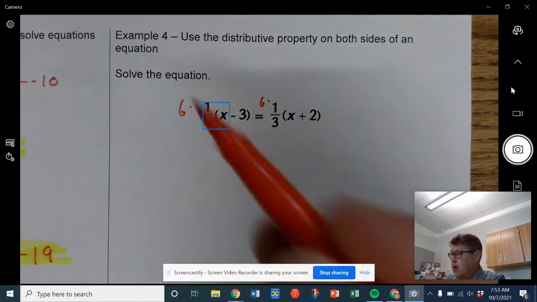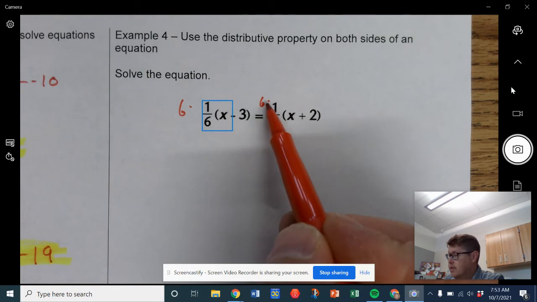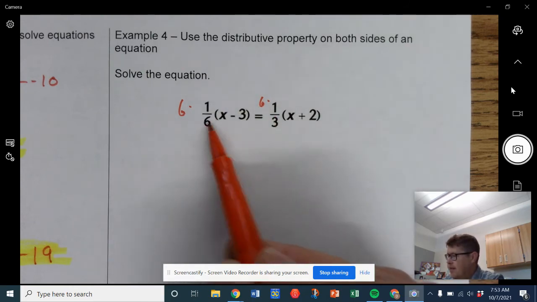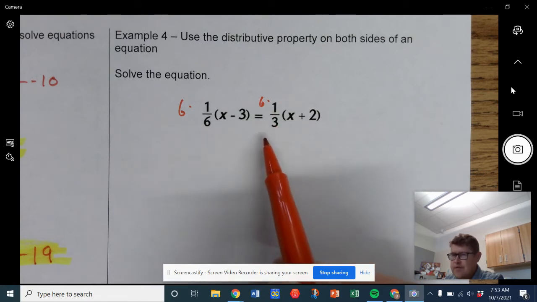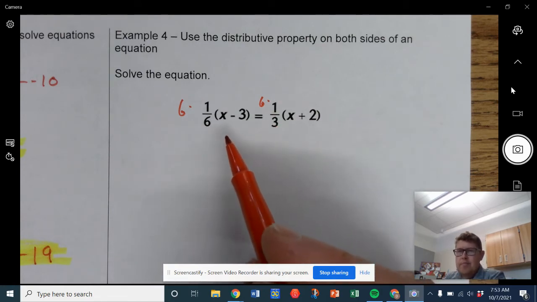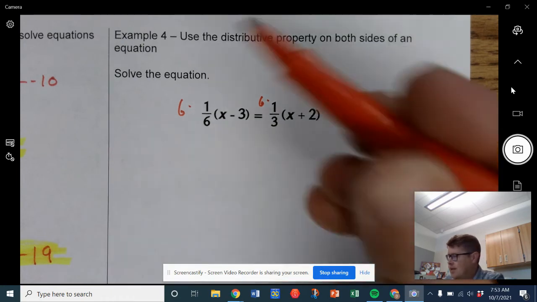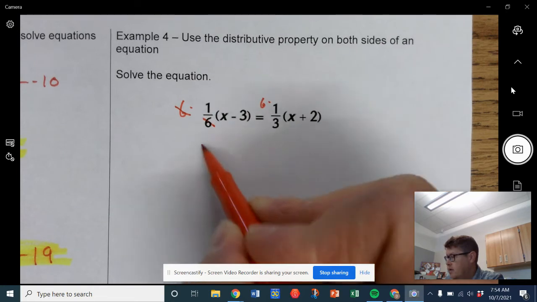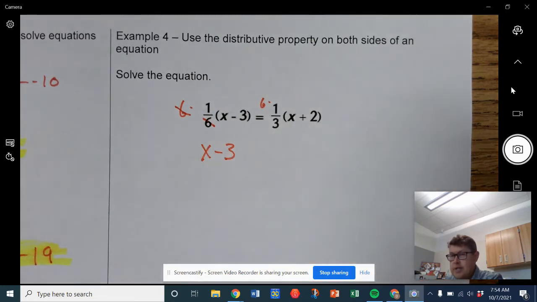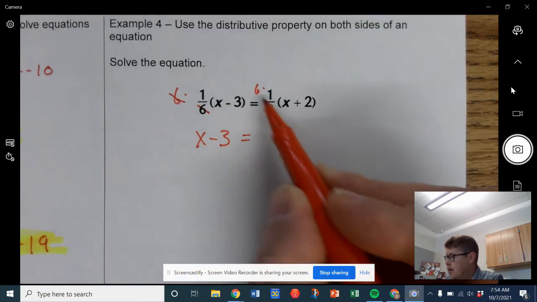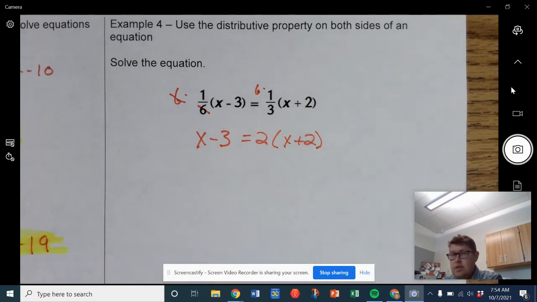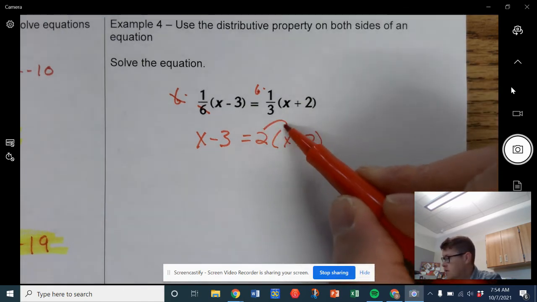So if you're struggling to find the number you multiply by to get rid of multiple fractions, just multiply by the denominators, right? 6 times 3 gives you 18. It'll make bigger numbers, but not a big deal. Now, 1/6 of 6 is 1, or 6 divided by 6 is 1. So again, since it's 1 on the outside, you can just get rid of the parentheses. And 6 times 1/3 is 2, or 6 divided by 3. 2 times x plus 2.